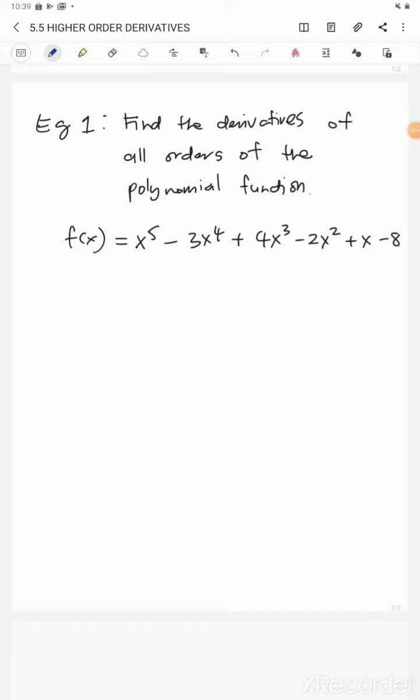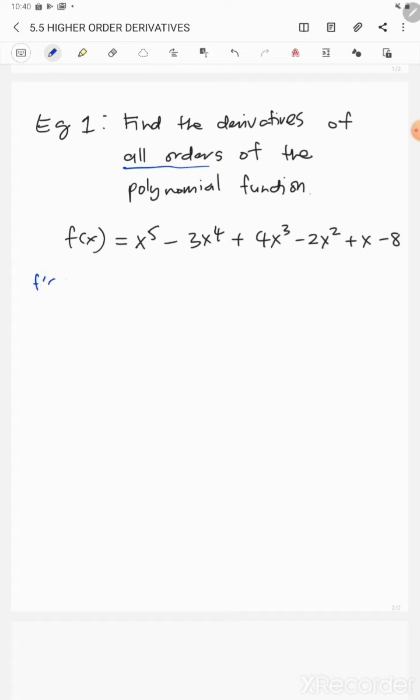Now we proceed to example 1. Find the derivatives of all orders of the polynomial function. All orders means that you have to differentiate many times, and you stop when you get 0. So now we have the function f(x) equal to x power 5 minus 3x power 4 plus 4x power 3 minus 2x squared plus x minus 8.